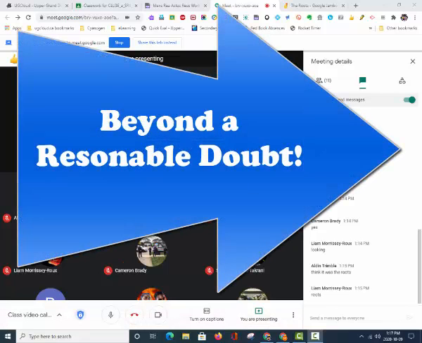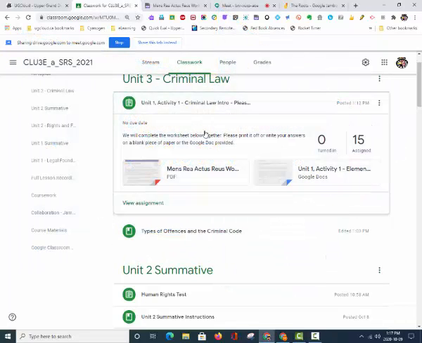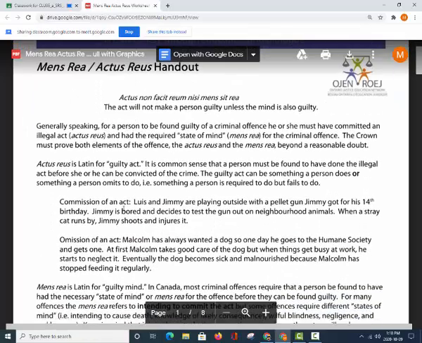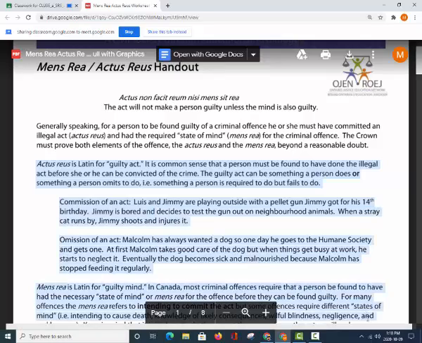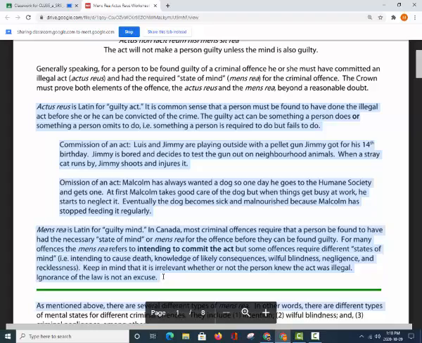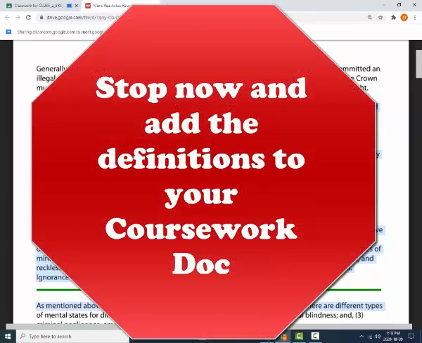So the first part of that activity today is that you have to take the definition that is under the mens rea and actus reus worksheet, and you have to put those definitions onto your coursework document. You'll need to do that because you need to have them. So here we are.